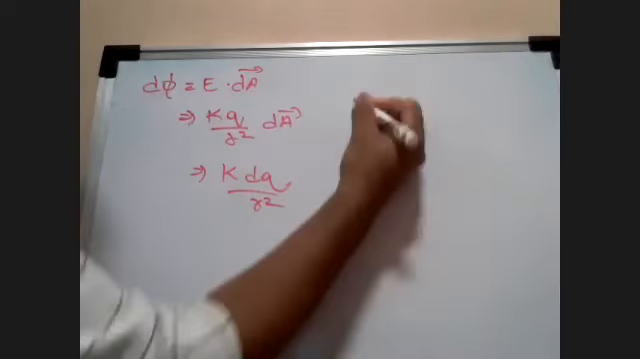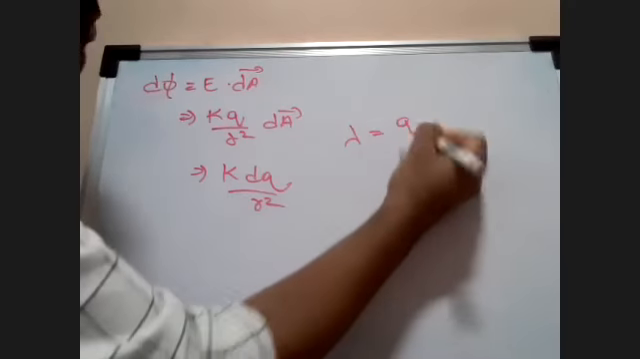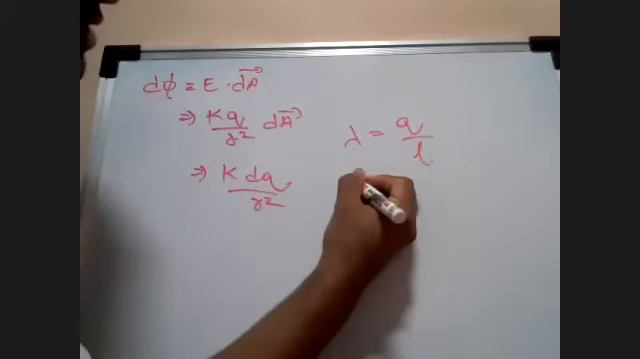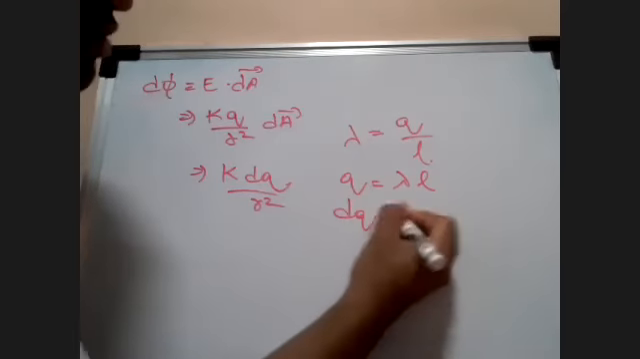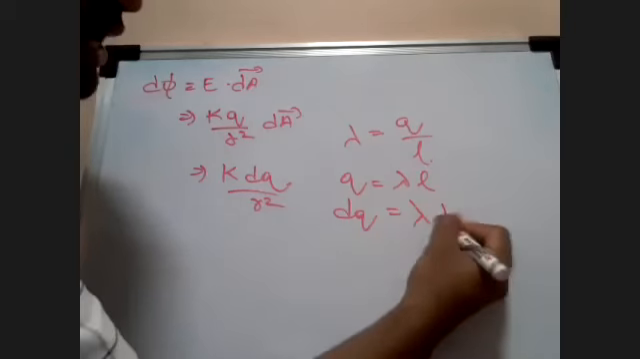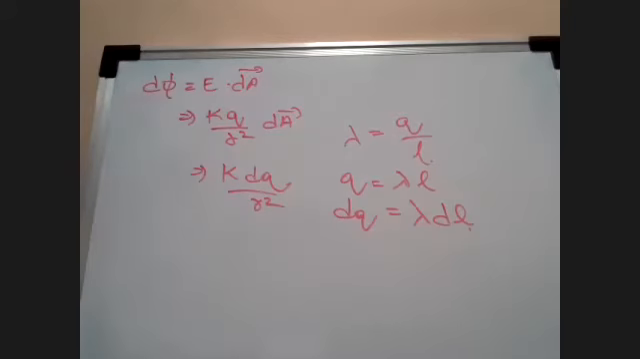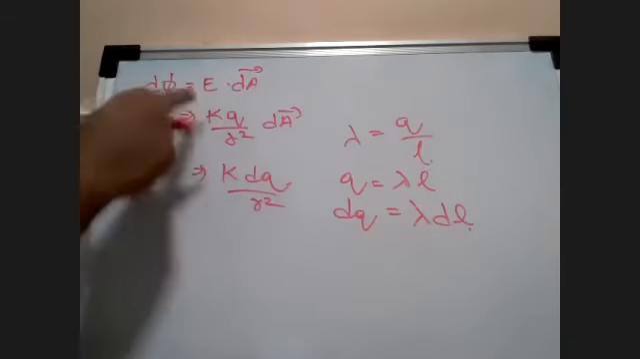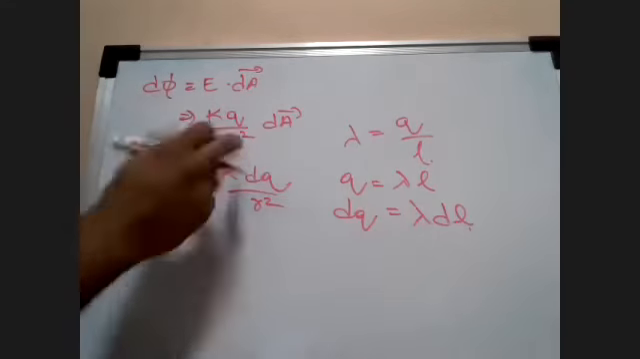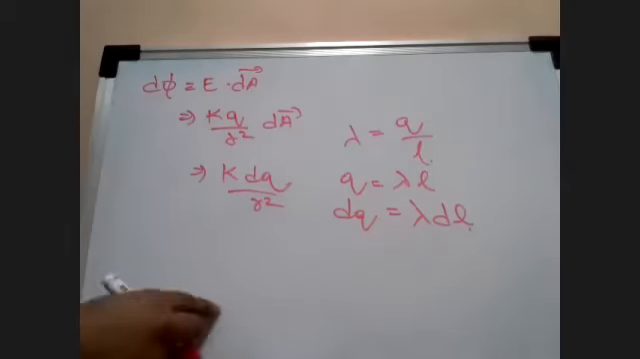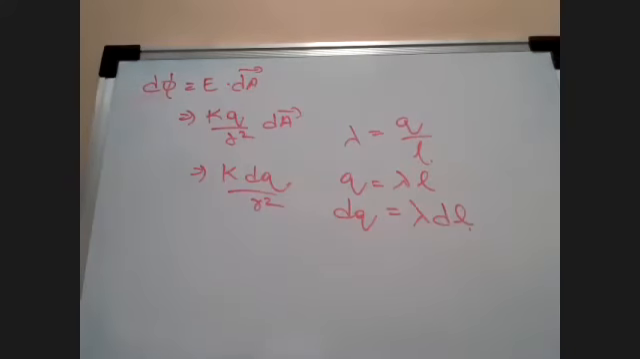And then I can take that lambda is equal to charge per unit length. And then I can say that charge is equal to lambda times the length. And then dQ is equal to lambda into dL. Okay. You understood? Yes, sir. So since d phi is equal to E times dA, I just put KQ upon R square instead of K dQ upon R square. That is okay.